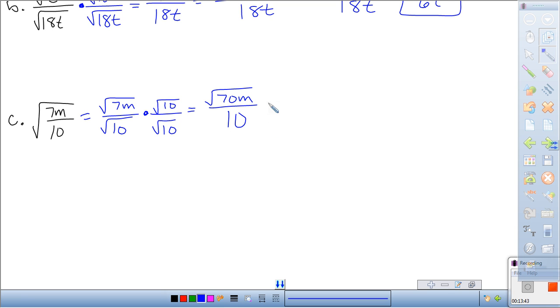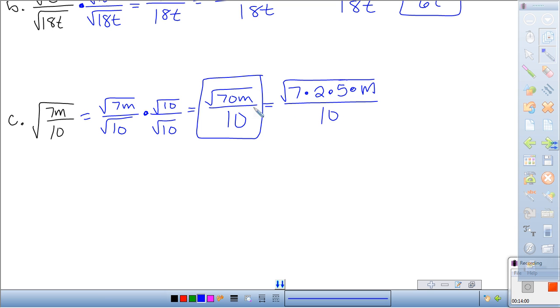Again, it pops out. 70, let's try and simplify that. The square root of 70 is 7 times 10. 10 is 2 times 5. Notice these are all prime numbers. We have no pairs, so there was nothing we could pull out. So that right there was our answer.